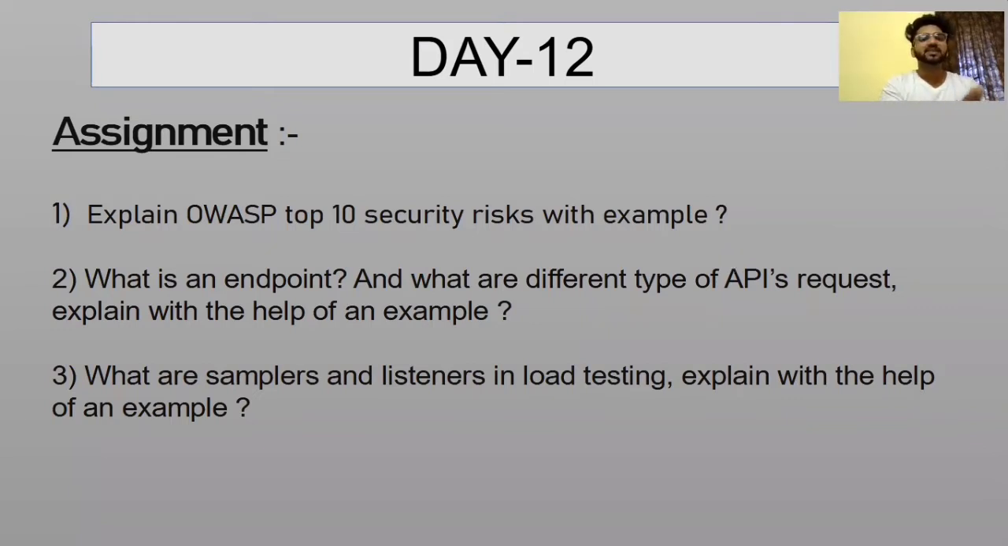So the first question here is: explain OWASP top 10 security risk with example. OWASP is basically the Open Web Application Security Project, where they list the security risks. So according to them, the first security risk is injection. Injection can be done in many ways, but let me consider this with an SQL injection.